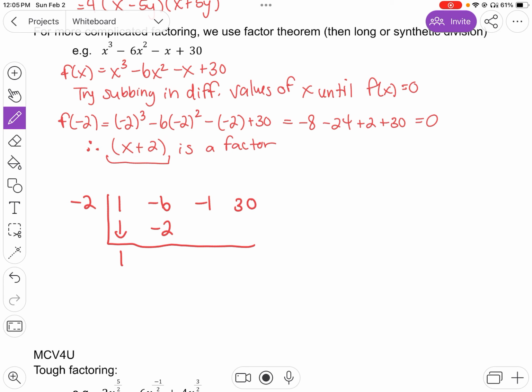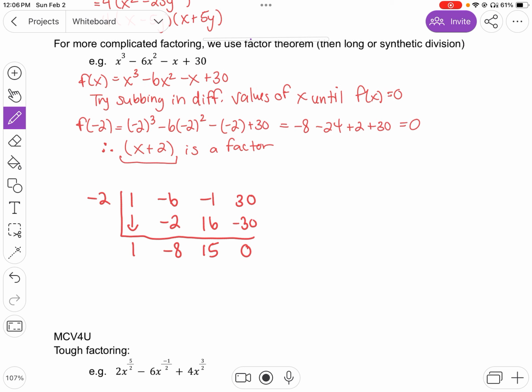Okay, so -6 plus -2 is -8. And now we do the same process again. So -8 times this -2 over here. I just wanted to point to it so you guys know where I'm looking. And that gives us a positive 16. And we add going down, which gives me 15. And then finally, 15 times -2 is -30. And that gives us a 0. So it should always have a 0 there for our last one. And that's how you know you've chosen the right factor and that it's right.